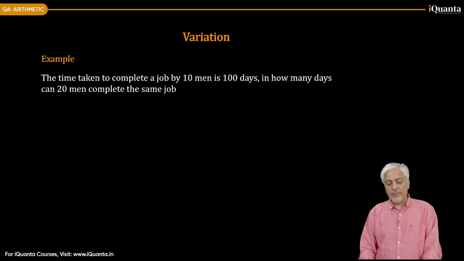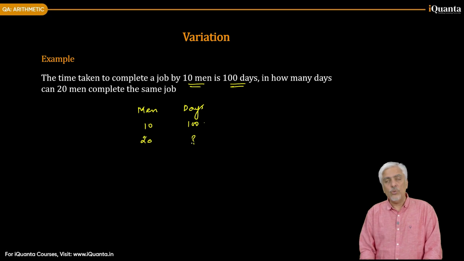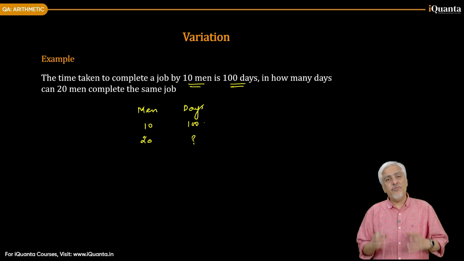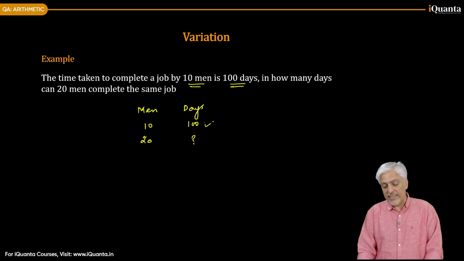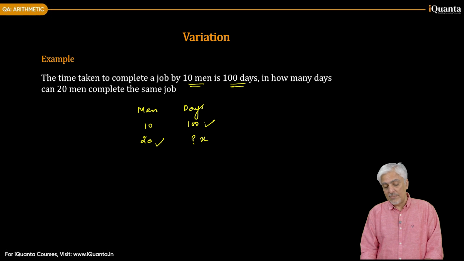Let's take an example. The time taken to complete a job by 10 men is 100 days. That means 10 men can complete some work. I don't know how much work is there, but they take 100 days to do this job. In how many days will 20 men do the job? First thing I need to understand is whether it is direct or inverse. Say you have a project going on in office: if 10 people are working, you will take 100 days to do the job. But if your team is now 20, you should take fewer days to do the work, right? And here you never cross multiply. You always straight multiply.